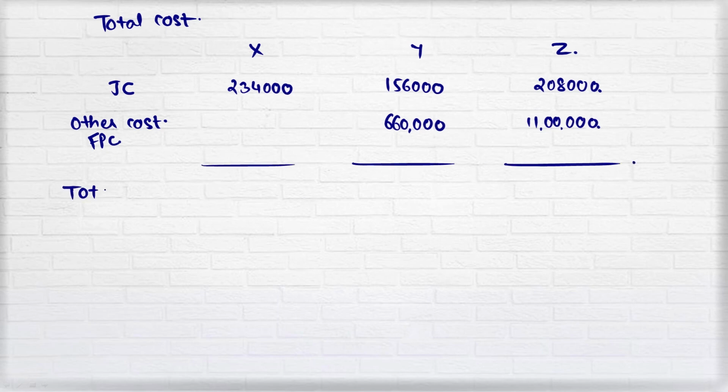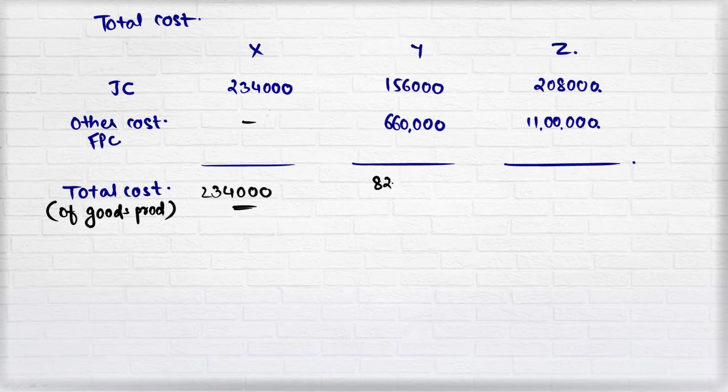This is my total cost. Please understand, this is total cost of goods produced. All of you agree? 2,34,000 plus 0 is 2,34,000. 1,56,000 plus 6,60,000, 8,16,000. And 2,08,000 plus 11 lakh, 13,08,000.